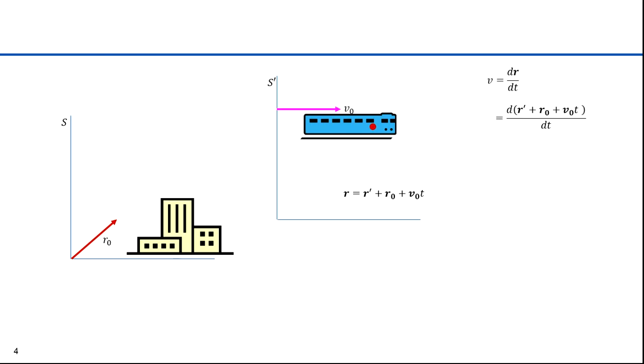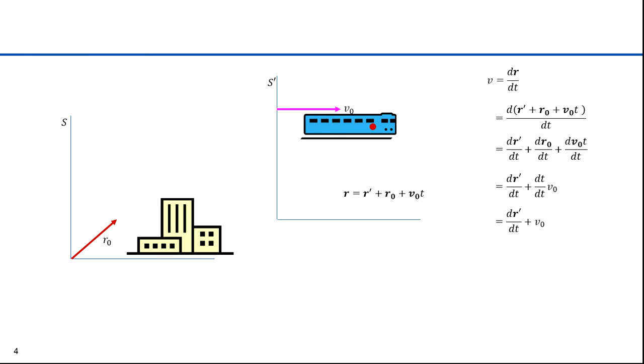Let's substitute the equation for r that takes into account the velocity of S'. R equals r prime plus r0 plus v0t. We can expand that into the sum of three derivatives. As before, dr0 dt is a constant. That results in this equation. dt dt of v0 is simply v0 since dt dt is 1. That reduces to this. The velocity in frame S' is dr prime dt plus v0.